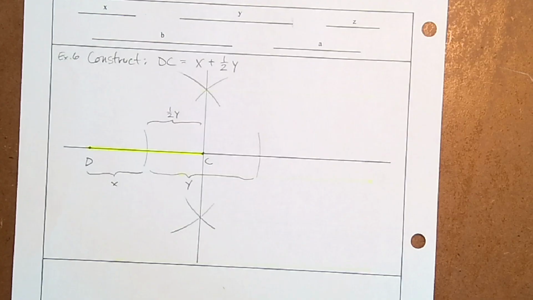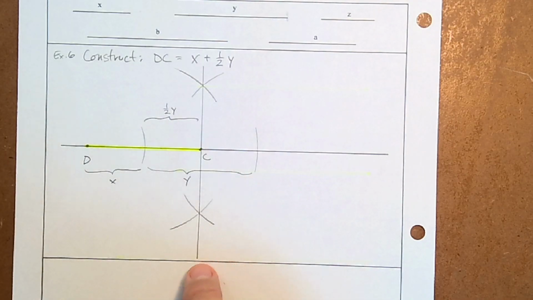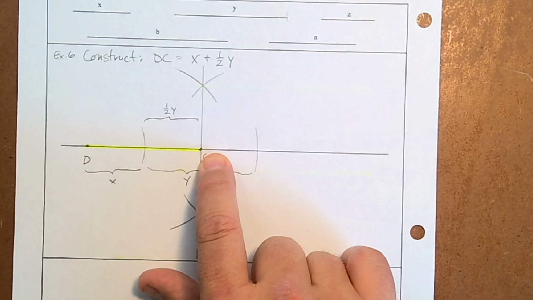Bisect, exactly right. We bisected line segment Y here. We bisected it, right? And this line we drew is the segment bisector, and this point C where it happened to cross through is called the midpoint. Again, see how that language comes back into play?